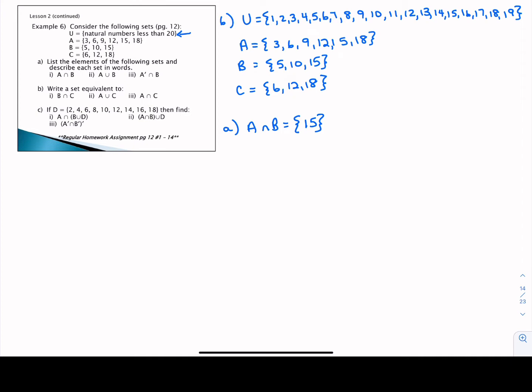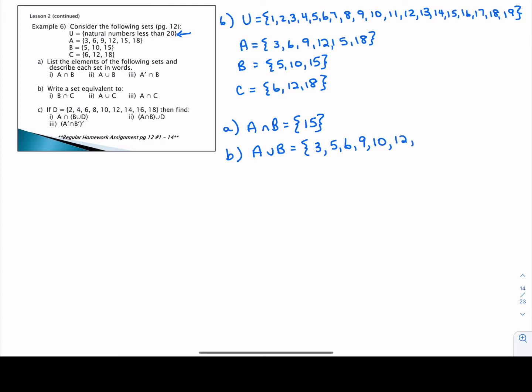So if we continue using those sets, part B is asking what is A union B? Remember, a union is very different than an intersection. A union means it can be in A or B, or it can be in both if you want. So A union B is going to have 3 in it. If we go in increasing order, 5 is in set B, so we would include that as well. 6 is in set A, 9 is in set A, 10 is in set B, so as a union we have to include it.